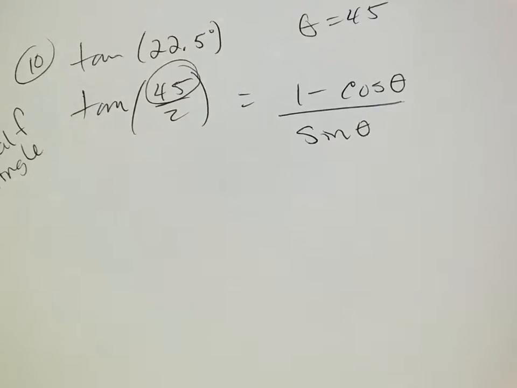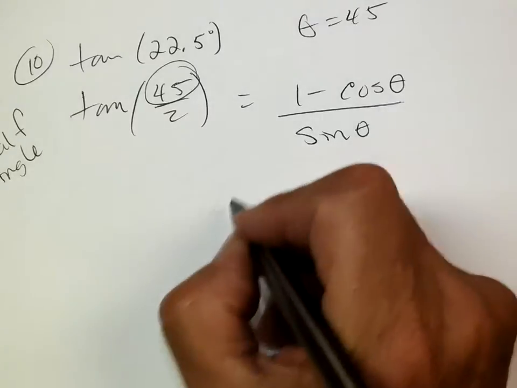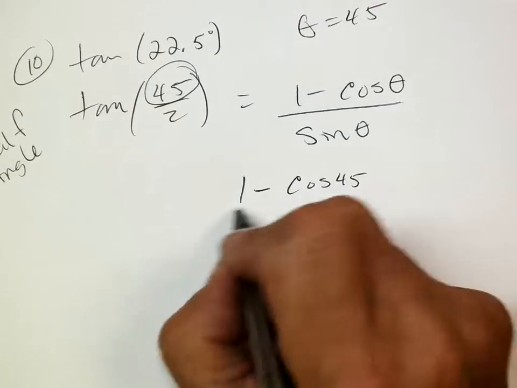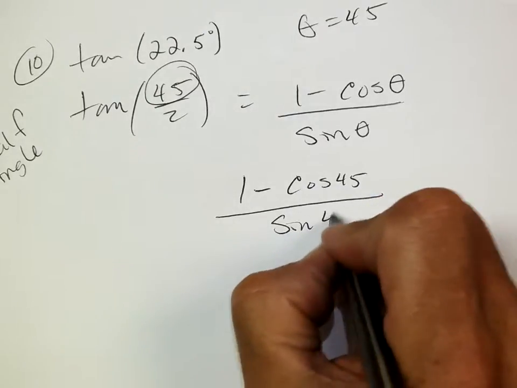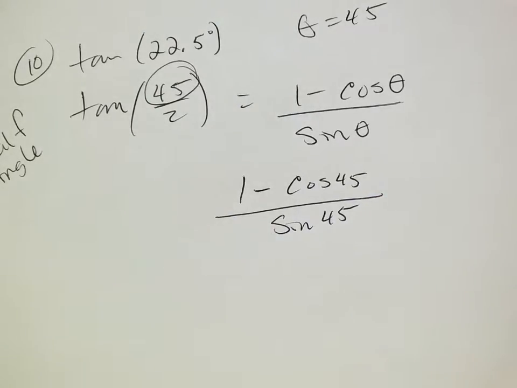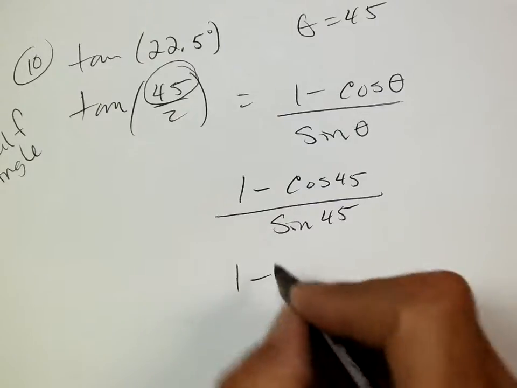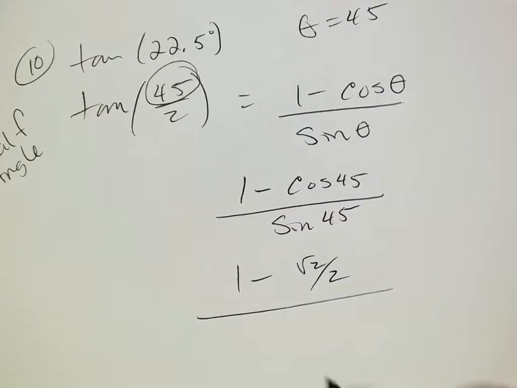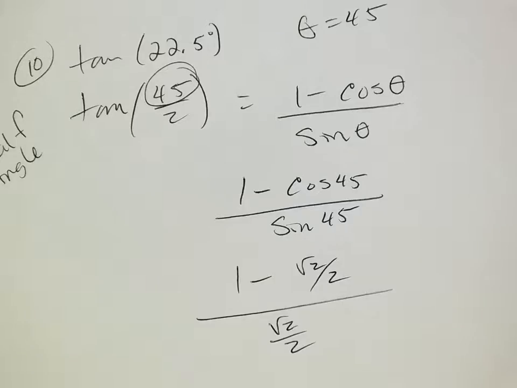And 45 is on the unit circle. So let's go 1 minus cosine of 45 over sine of 45. Am I doing okay? Not too fast? Okay. Cosine of 45 is square root of 2 over 2. So I have 1 minus square root of 2 over 2, divided by square root of 2 over 2. And that is an okay answer. I would take that, but there's a better answer.